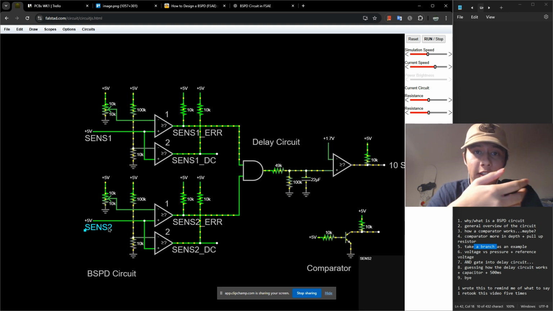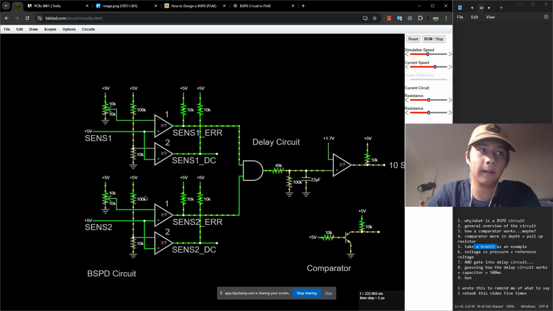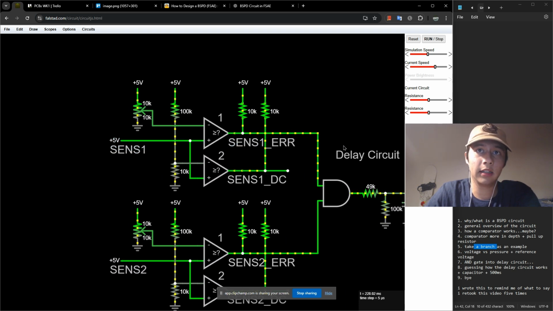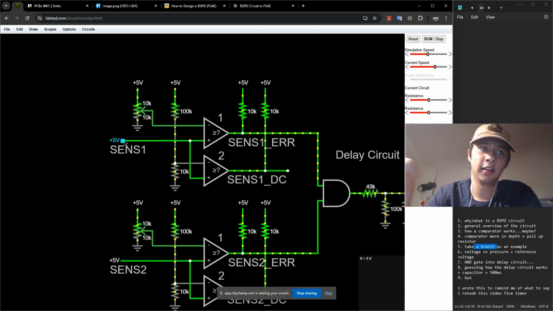So in a nutshell, when you apply pressure to the brake pedal or the throttle pedal, the voltage will start to build up. In our car, I believe it ranges from 0.5 to 5 volts. So if you floor the pedal, you'll get a maximum of 5 volts. And if you leave it unfloored, you'll get 0.5 volts.